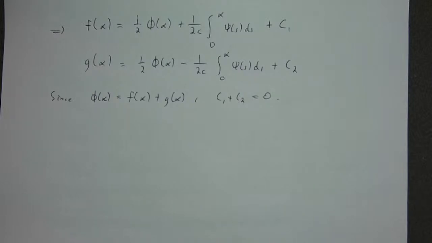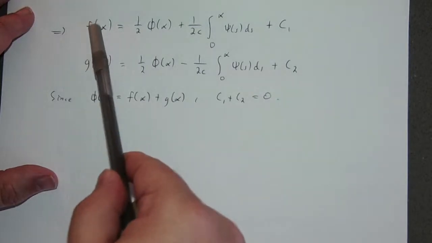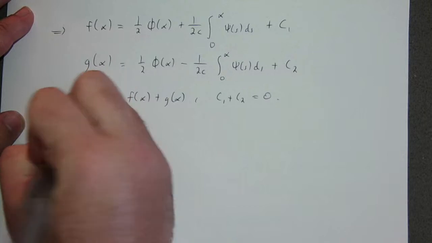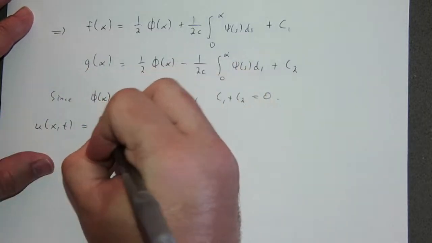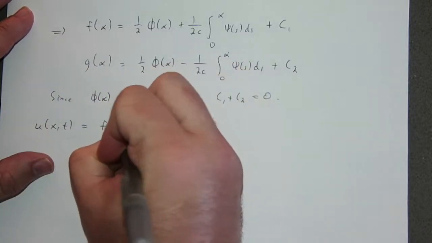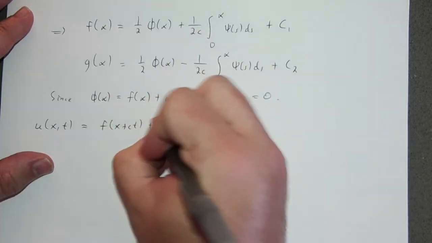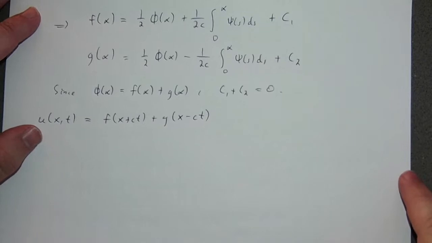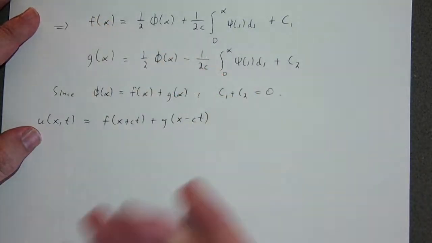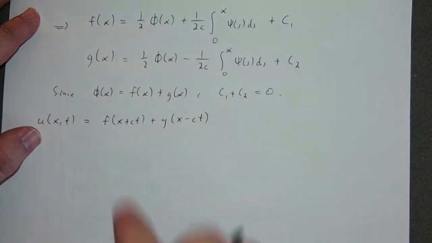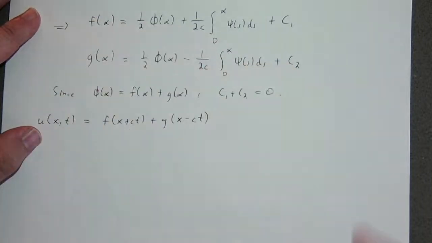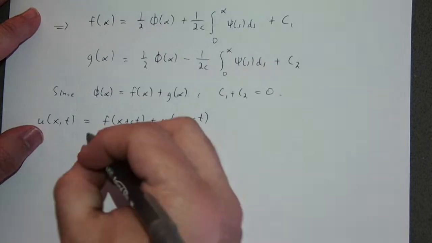Okay. Now, we know that f and g, if we want to write out u of x, t, this is f of x plus ct plus g of x minus ct. But I have f and g here. So now you see why I switched to alpha here, because if I'd left this with x, it might be a little bit confusing plugging x plus ct into x. Fine. It doesn't really matter.